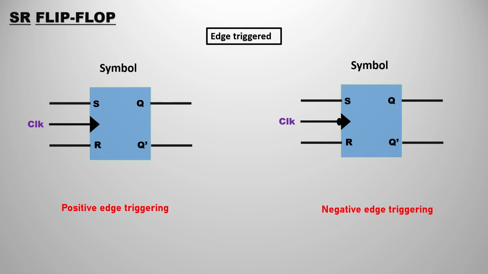There are two types of SR flip-flops. The first one is positive edge triggering and the second one is negative edge triggering. And one more important thing, these flip-flops are based on the clock pulse only, but this is edge triggering. The latches are level triggering and the flip-flops are edge triggering. So these are the main important points in the flip-flop. As this is edge triggering, the output can't be changed instantly.